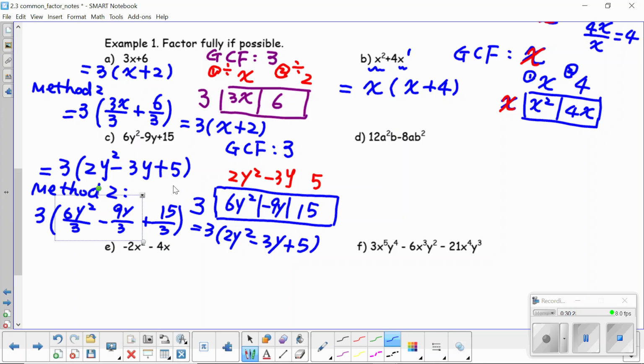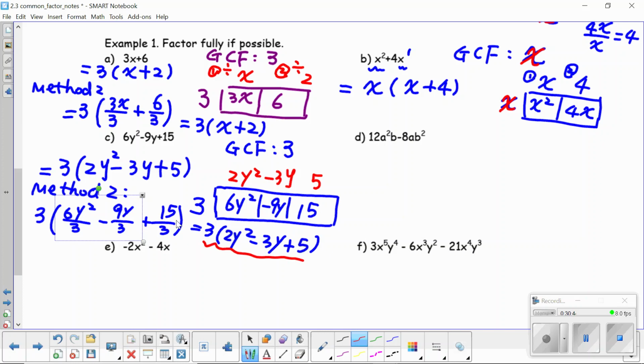Then compare these two methods. You have the same answer. So pick one, either the box or the division method. And if you are quite familiar with this division, you don't need to show me this step. You just give me the final answer directly.